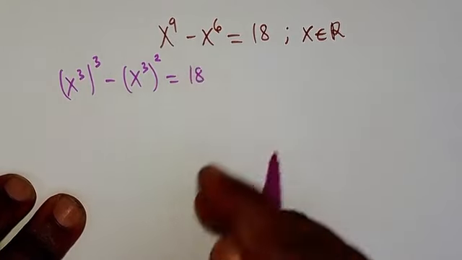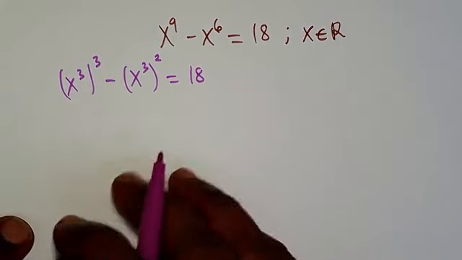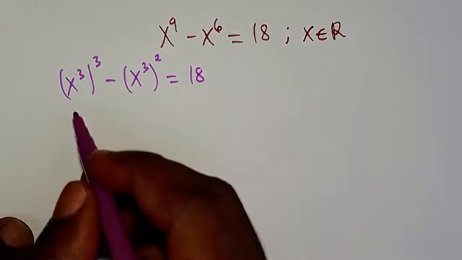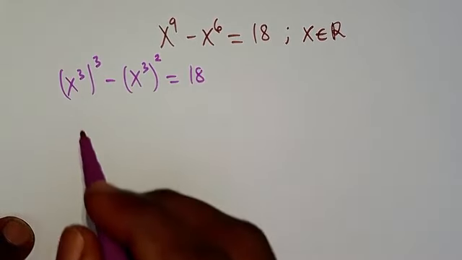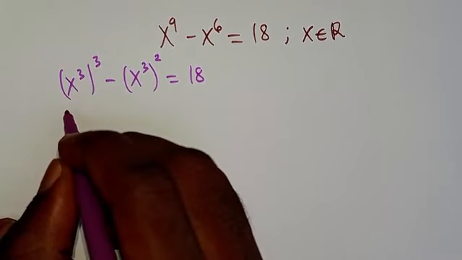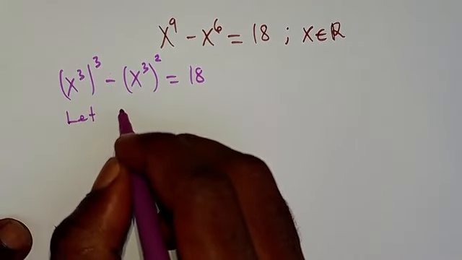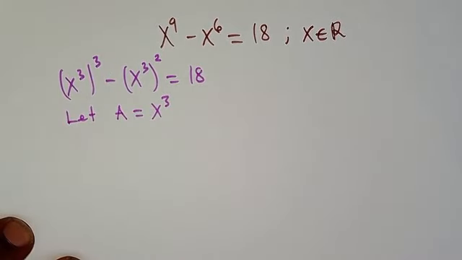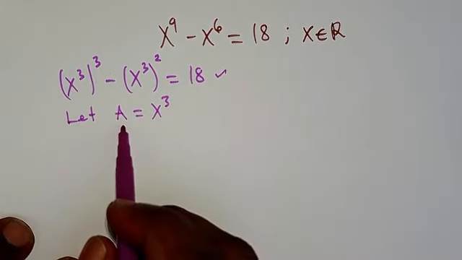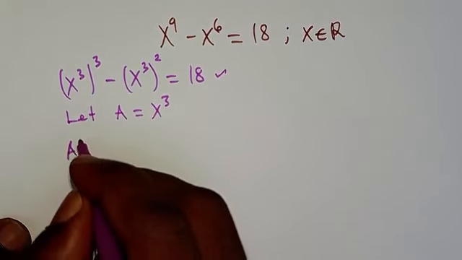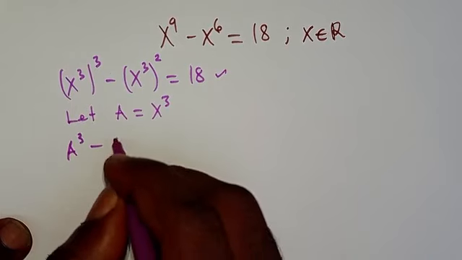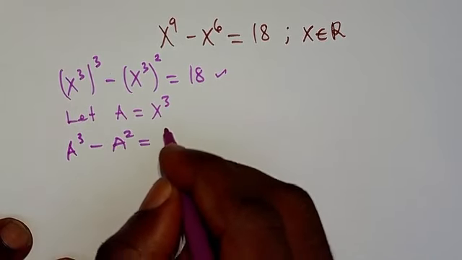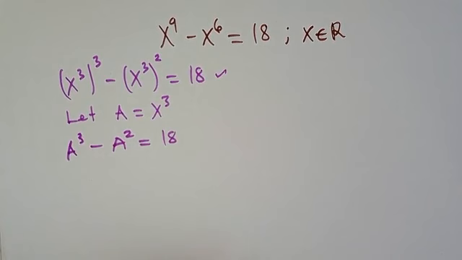So we have 18. Now from there, the next thing we are going to do is, after this, we can see we have something common here. So let me introduce, that is, let a equals x to power 3. If a equals x to power 3, it means I will replace x to power 3 by a in this equation. So this is going to be a to power 3 minus a to power 2 equals 18. Now I believe you are getting what I'm doing.